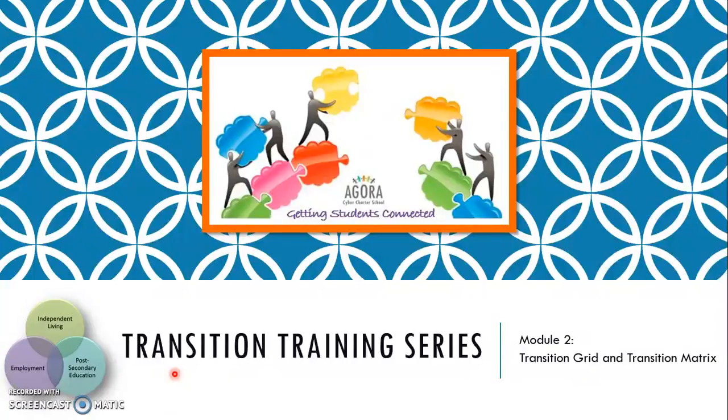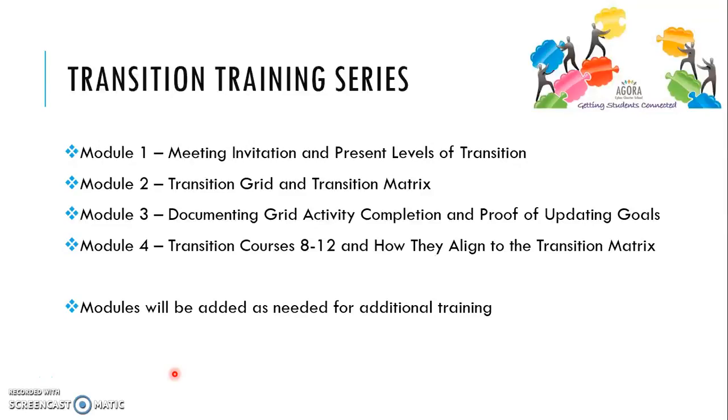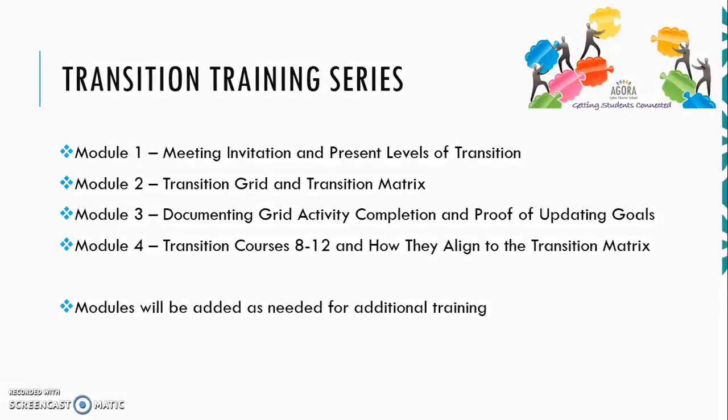We're going to be discussing the transition grid and the transition matrix. So again, at this point, the Transition Training Series has 4 modules. You should have already viewed Module 1 on the meeting invitation and present levels of transition, and this one is going to go over the transition grid and the transition matrix. And then we get into further documentation in Module 3 and an overview of the transition courses for Module 4.